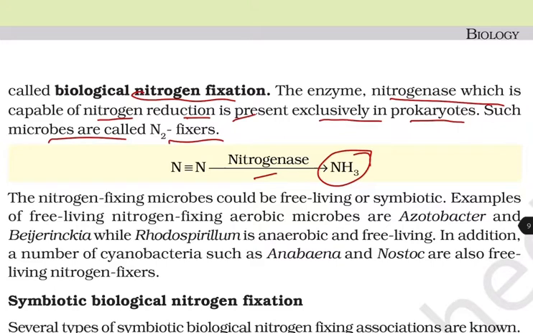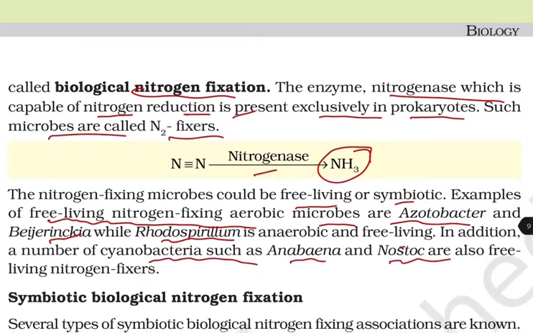The nitrogen fixing microbes can be free living or symbiotic. Examples of free living nitrogen fixing aerobic microbes are Azotobacter and Beijerinckia, while Rhodospirillum is anaerobic and free living. In addition, a number of cyanobacteria such as Anabaena and Nostoc are also free living nitrogen fixers.